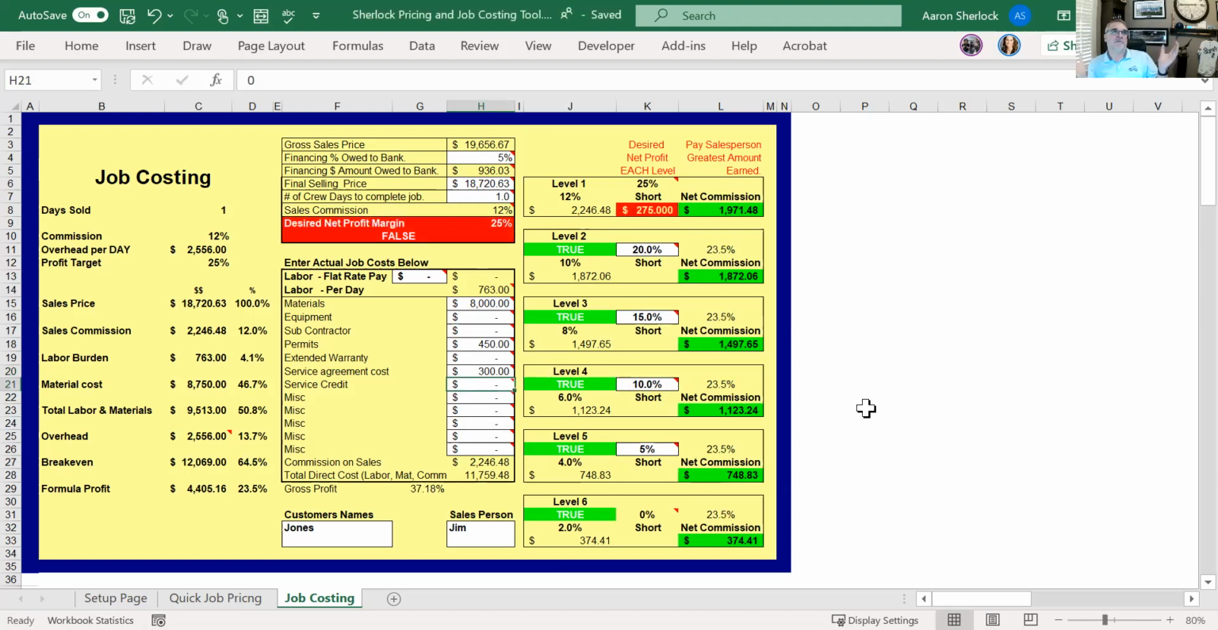this is your true job cost. This is how the job came out after you looked at everything. So I'm going to pay the guy the highest amount on column L. So I'm going to break this a little bit.